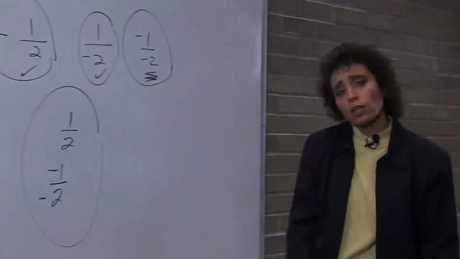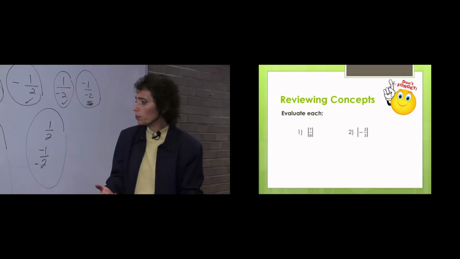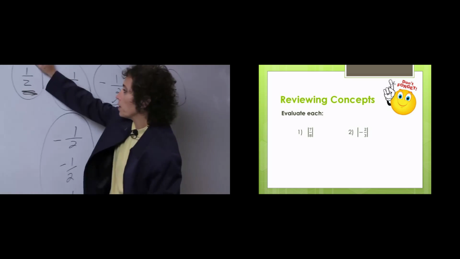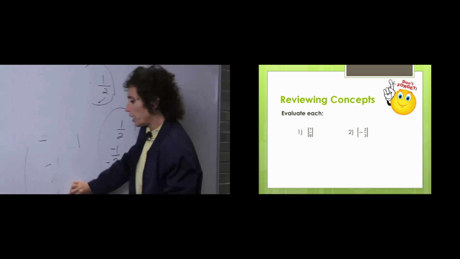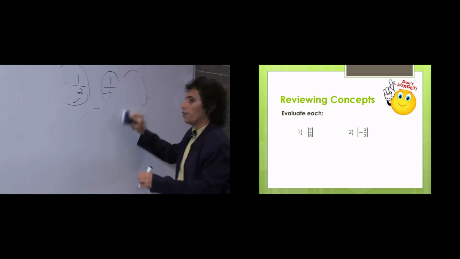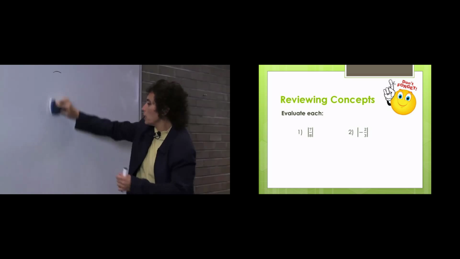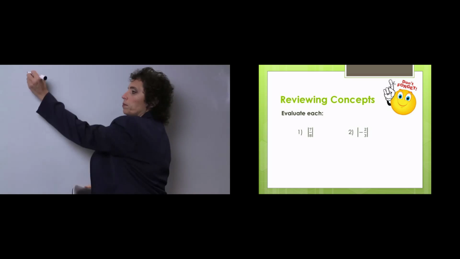All right, well, just like before we talked about absolute value with whole numbers and natural numbers, we can talk about absolute value with fractions. And it's the same kind of thing. Absolute value is the distance you are from 0 on the number line, the number of units. So let's take a look at these two next questions. It says evaluate. That means we're going to get a number answer, remember? So let's look at number 1.